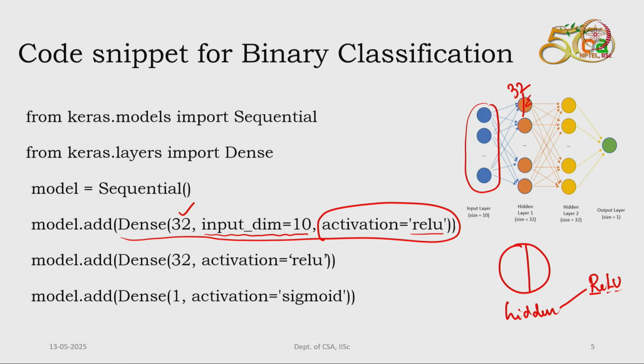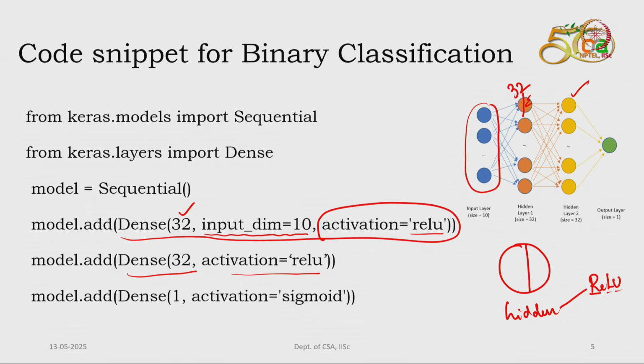Good. Now, what is happening at the second hidden layer? How many neurons are there? There are 32 neurons. Here also there is an activation function. What activation function are we using? Since it is a hidden layer, the activation function that we are using is ReLU.